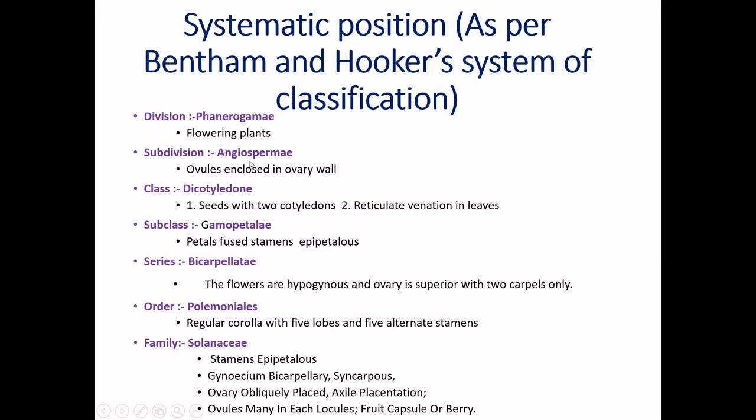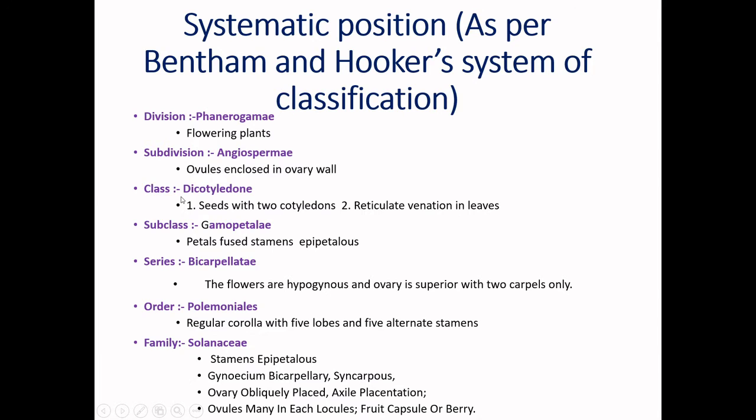Now let us start systematic position as per Bentham and Hooker's system of classification. This family belongs to the division Phanerogamy. Phaneros means visible, gamos means marriage, that means flowering plants. Subdivision Angiospermae or Angiosperms. Angios means concealed and sperma means seeds, that means ovules enclosed in ovary wall. This is the distinguishing feature of angiosperms.